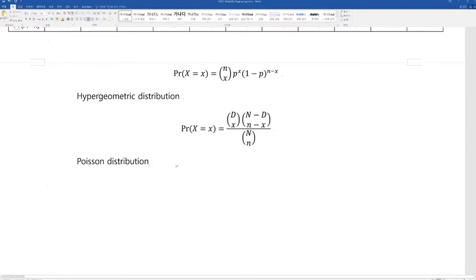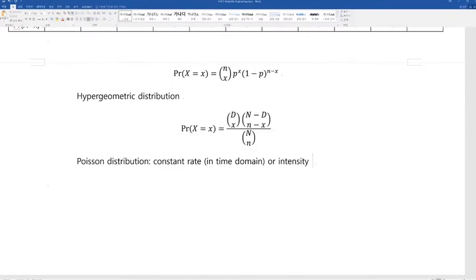So to describe Poisson distribution, the first important assumption is a constant rate in the time domain, or intensity in the space domain. A widely used example is the number of cars visiting a gas station.